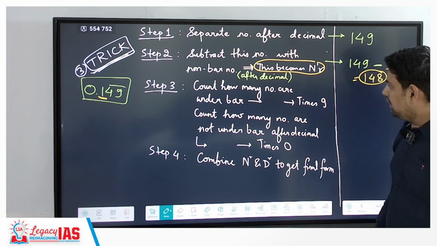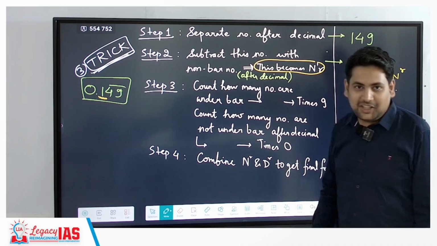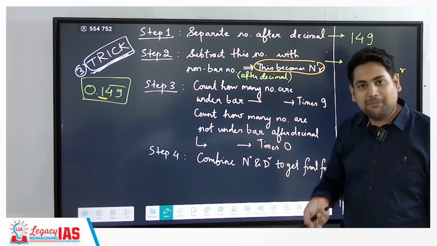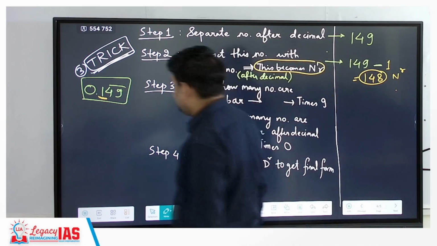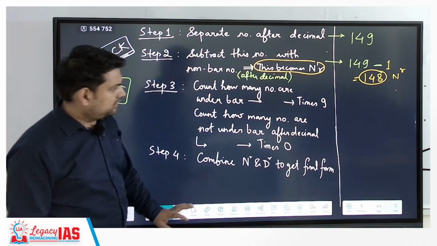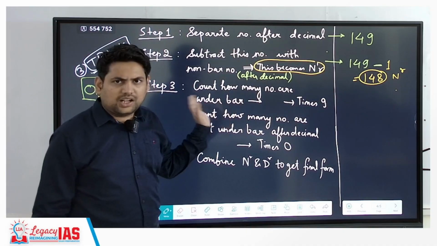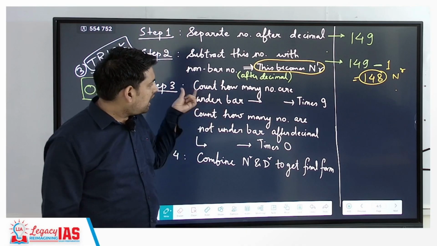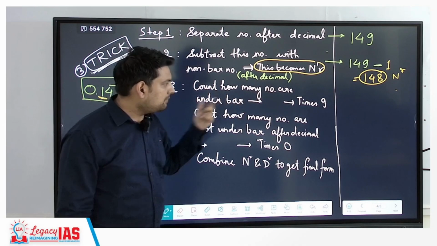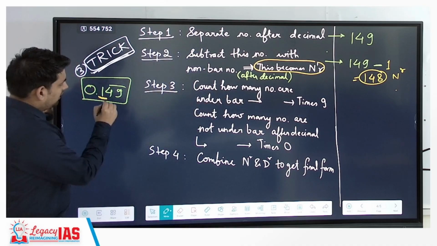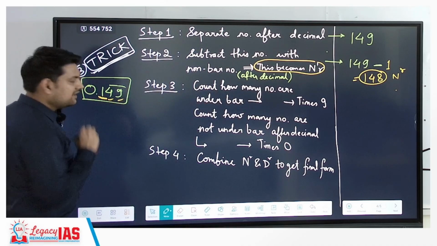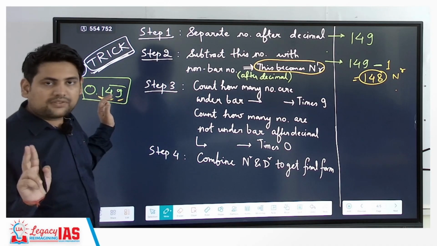Now, what do we need next? Denominator, because we have to write it in p by q form. How do we find the denominator? Simple. Count how many numbers are under the bar, again only after the decimal. How many numbers are under the bar? 4 is under the bar, 9 is under the bar. Correct? How many numbers are under the bar? 2.